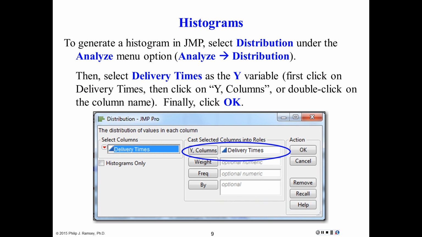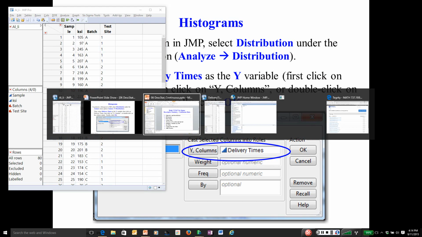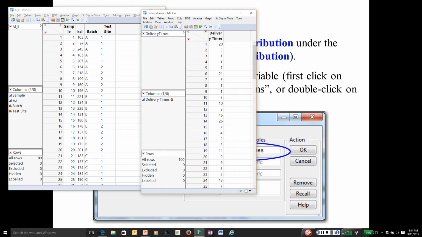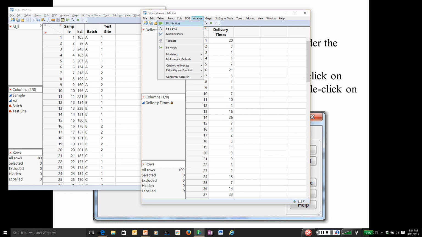Okay. And in JMP, when we analyze distributions, no surprise, it's called a distribution platform. So let me go over to JMP, and I see I wanted the delivery times data. So here's the delivery times data in JMP. So I want to look at its distribution. I want to examine the distribution of delivery times. So I would go to the Analyze menu, and the first option is Distribution.